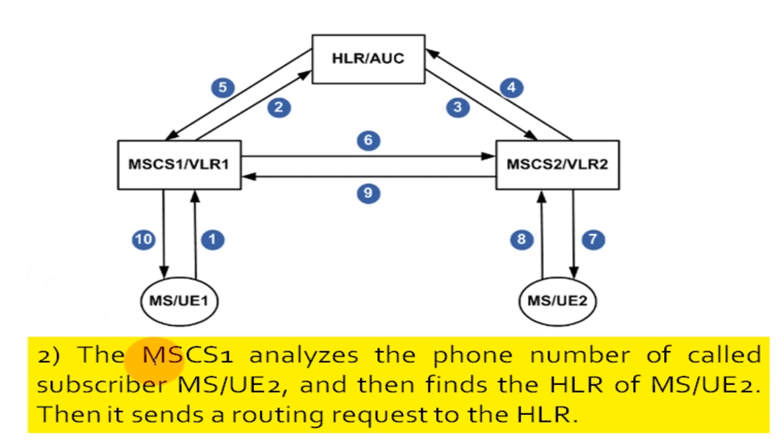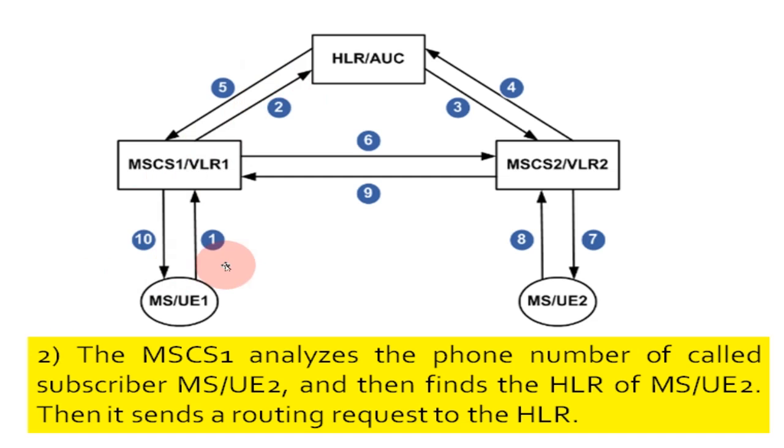What do we have in step 2? Step 2, which we have here, the MSC1 analyzes the phone number of called subscriber MS2 and then finds the HLR of MS2. Then it sends a routing request to the HLR.